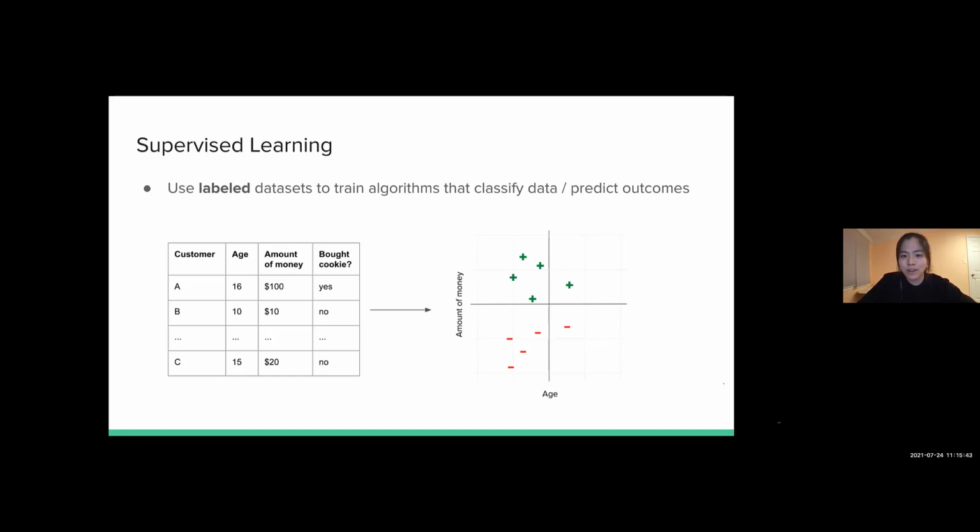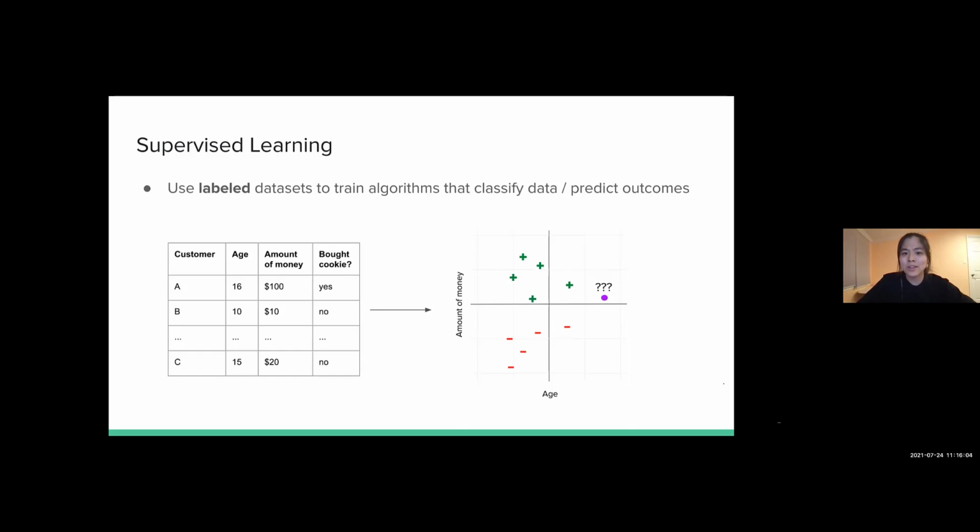Now we want to find out whether a new customer, marked as a purple dot, is going to buy a cookie or not. The computer, given the information about customers and the outcomes, tries to find a pattern to tell us whether the purple dot will buy a cookie or not.